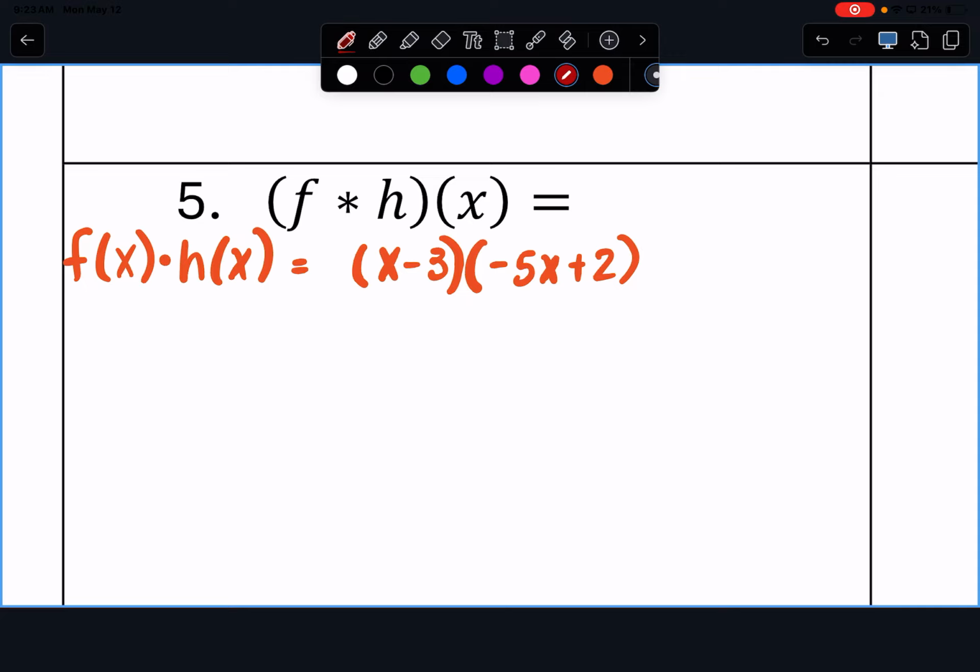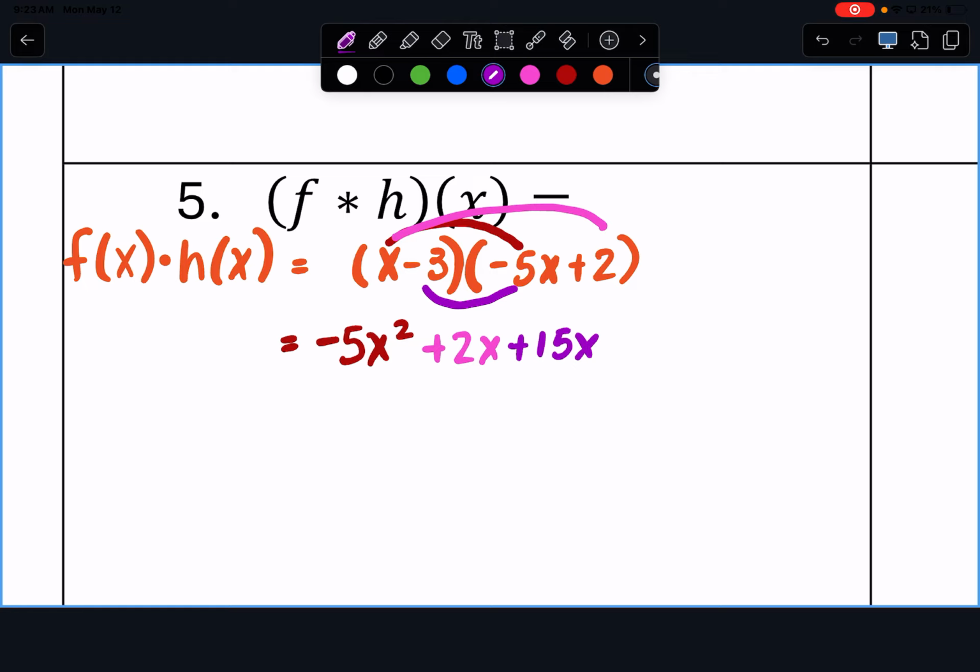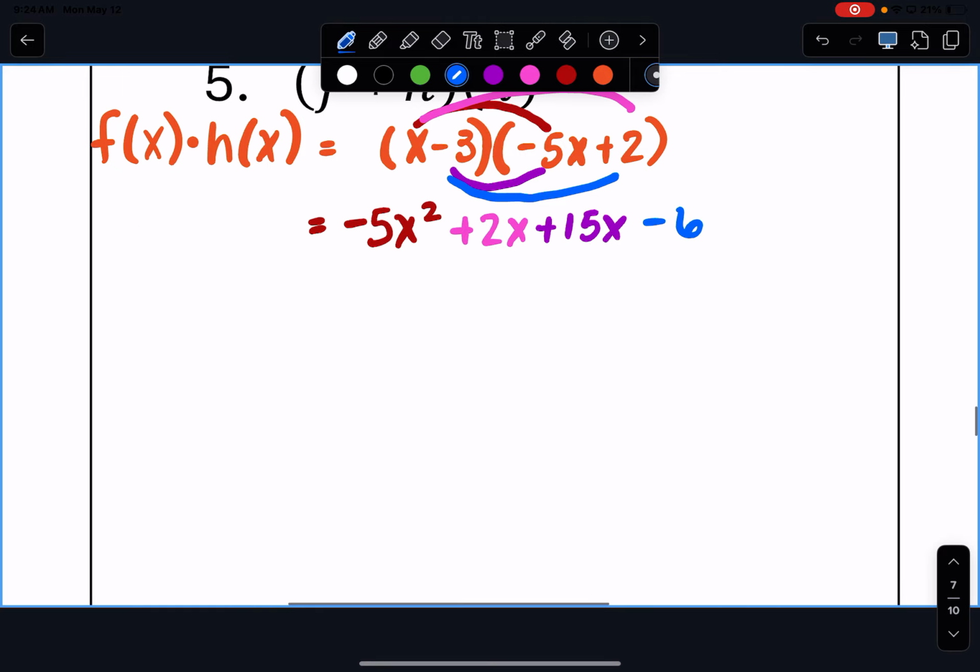So we're going to go through all of this. So we're going to do x times negative 5x, which gives us negative 5x squared. Then we're going to do x times 2, which is going to give us 2x. Then we got to switch to negative 3. So negative 3 times negative 5x gives us positive 15x. And then we have negative 3 times positive 2, which gives us negative 6. And then we combine our like terms.